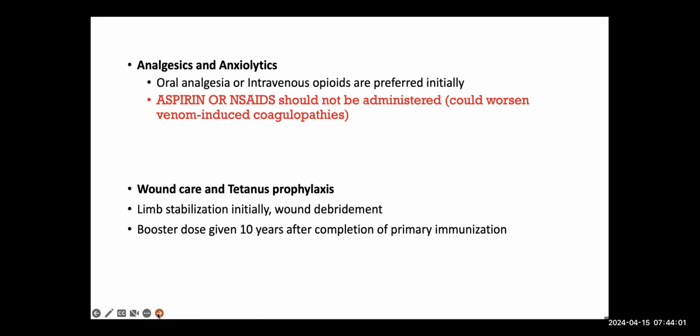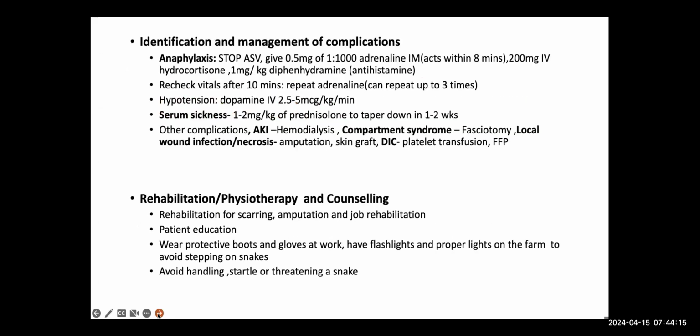Then you also want to prevent tetanus. If the patient has completed primary immunization, you can give a booster dose of tetanus toxoid if the last dose was more than 10 years ago. Then you also want to check for complete identification and management of complications. For anaphylaxis, you could have early and you could have late, which is serum sickness. Early would be your type 1 and late would be your type 3 hypersensitivity reaction.